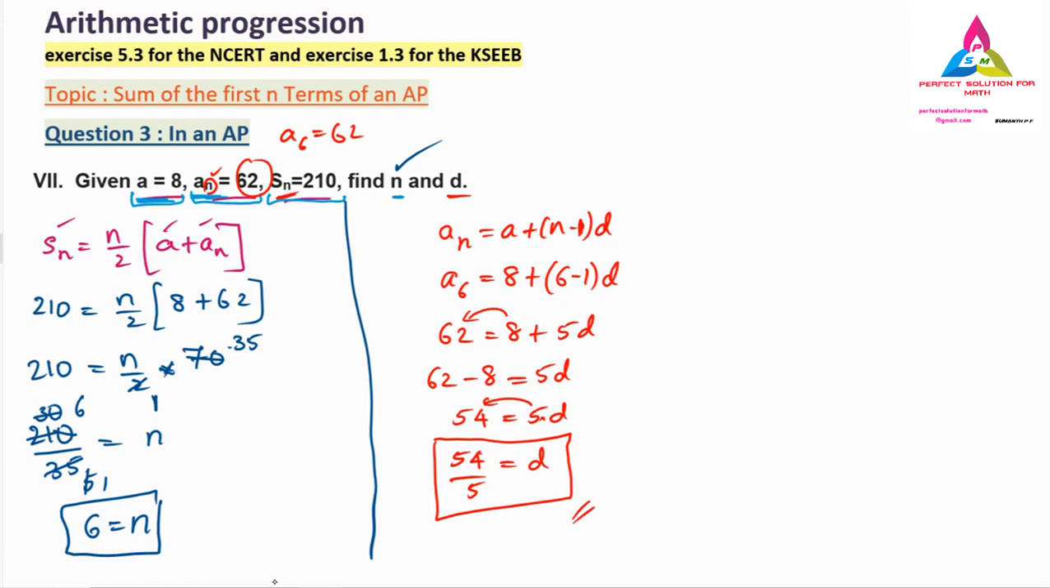So the d value we found, what they have told you to find, and also we found the n value that is 6 and the d value is 54 by 5. This is our final answer.